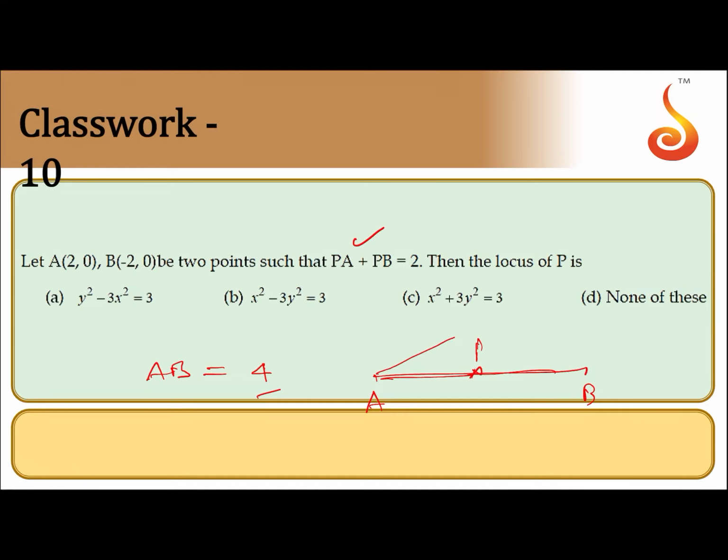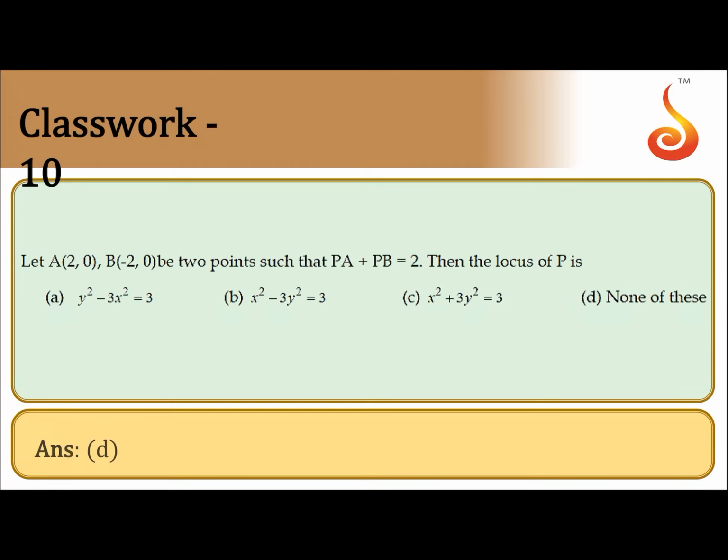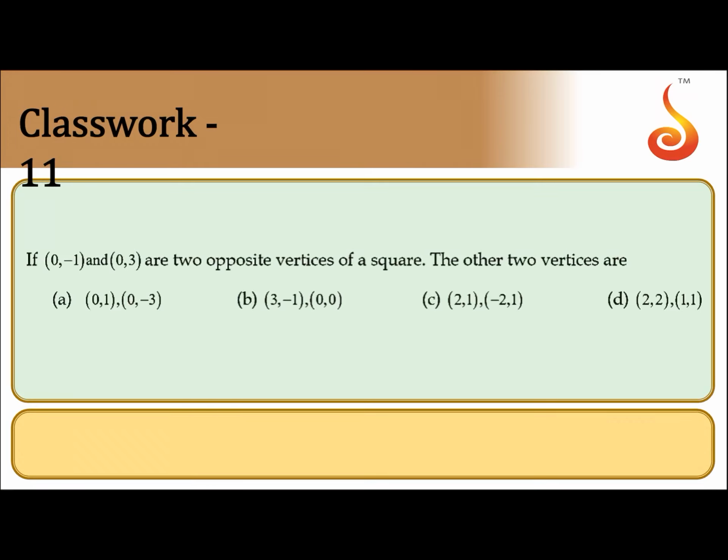And suppose the point P doesn't lie on this line either, you will be getting a larger value of AP plus PB. So definitely AP plus PB will be more than the value. So it is not possible to find such a locus. So the locus of P doesn't exist in this case. So the answer is none of these. Let me consider the next one. So the answer is equal to D. Take up the next one.